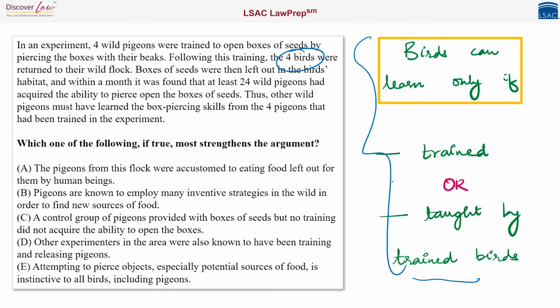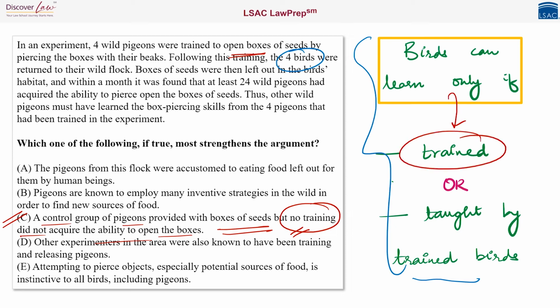You don't find them in the exact same words, but have a look at option C. It says that a control group of pigeons provided with boxes of seeds, but no training, did not acquire the ability to open the boxes. So what this option tells you, which is the right answer, is that if they do not have training, they can't do it, which means training is needed. So it means they learn only if trained. This is what strengthens the argument.